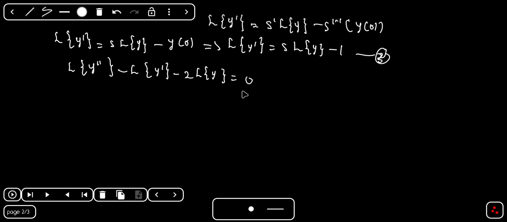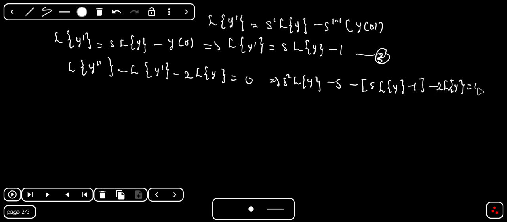And then we already know that the Laplace transform of y prime prime, that one is s raised to the power of 2. So we have the following. We have s raised to the power of 2 multiplied by the Laplace transform of y, then minus s. Then for the Laplace transform of y prime, we have minus, which is s multiplied by the Laplace transform of y, then minus 1, then minus 2 multiplied by the Laplace transform of y, then we can see that everything will be equal to 0.